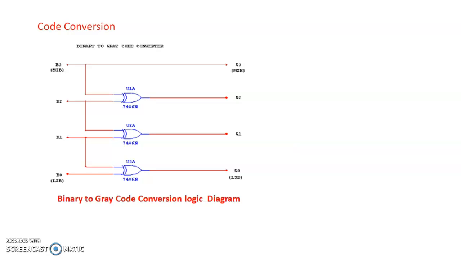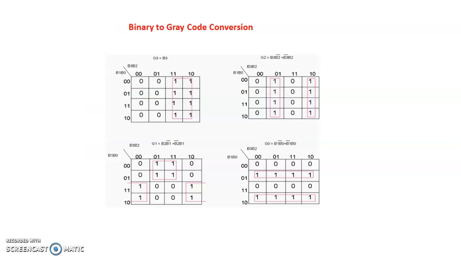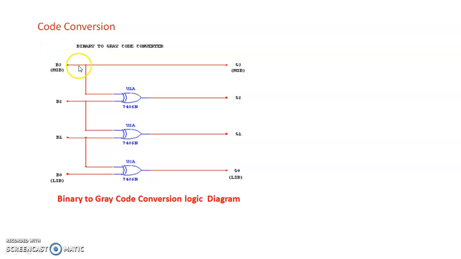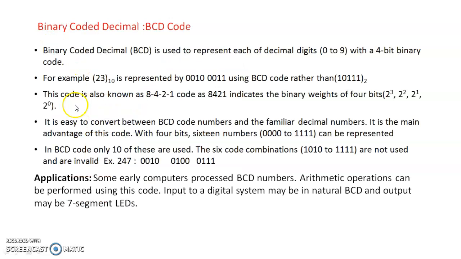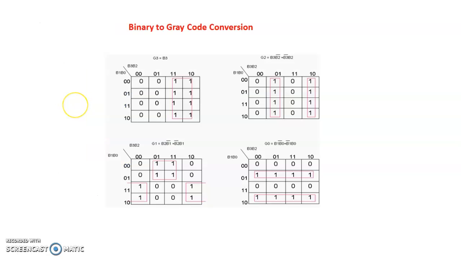So this is the circuit diagram for binary to gray code conversion. In binary to gray code conversion, we already discussed one example, and with the help of this expression you can draw the circuit diagram. Here G3 is equal to B3. So you can show here G3 is equal to B3. And what is the G2 expression here? In the G2 expression, that is B3 B2 bar plus B3 bar B2.